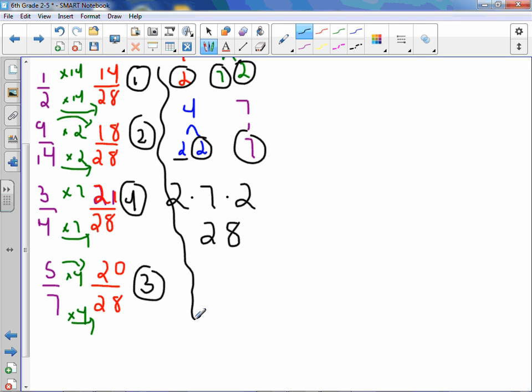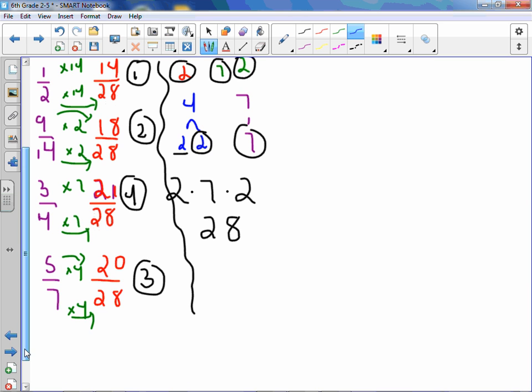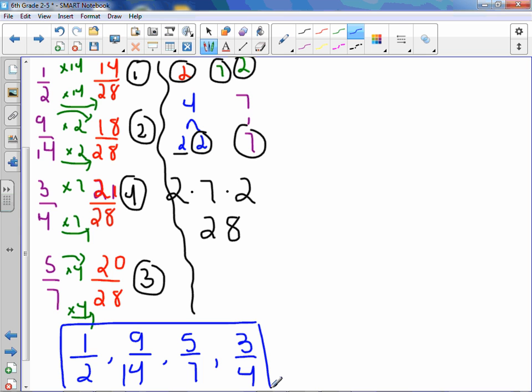However, the very last step, which is very important, you need to rewrite them in the original form. My number 1, originally, all the way to the left, is 1/2. That's the first fraction I write. Number 2, originally, is 9/14. Number 3, originally, is 5/7. And number 4, originally, is 3/4. You must write them in the original form. But that is how you order fractions.